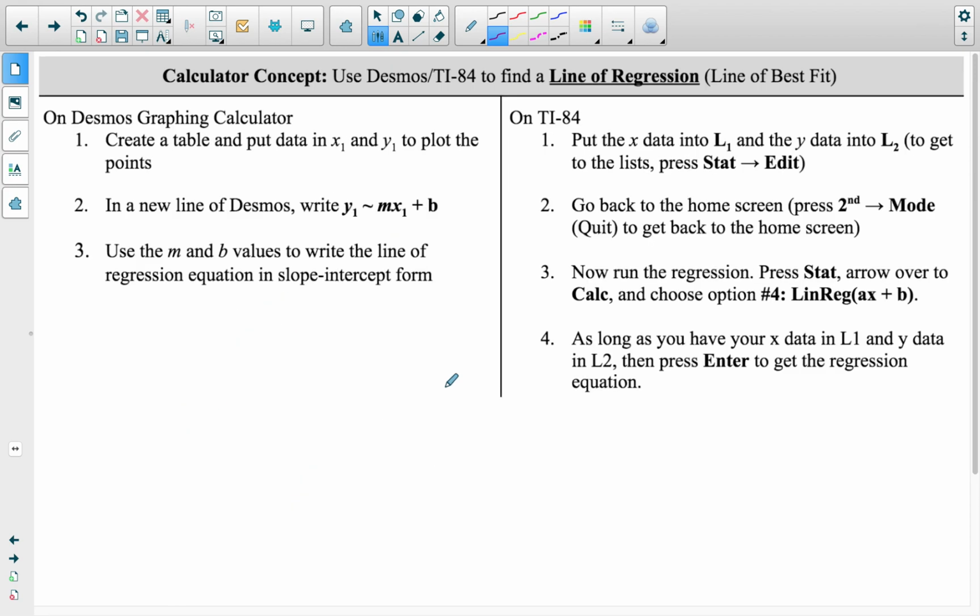So we can use Desmos or a TI-84 to do this. Okay, I'm going to go through how to do this on Desmos in this video, and then I'll upload a separate video where we go through TI-84. I've printed out the steps for you, so if you're a Desmos person, then you're going to want to pay attention to those left steps. If you're a TI-84 person, you're going to want to pay attention to the right side.